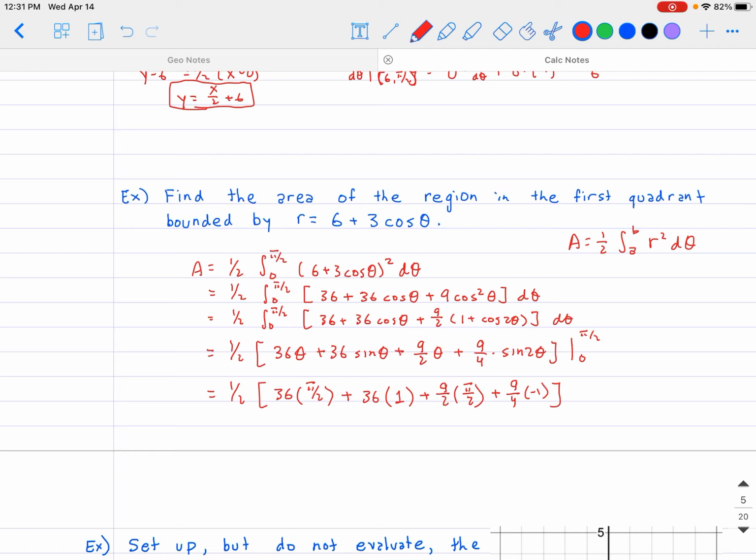So let's see. The first part looks like it's going to be 1/2 multiplied by 18 pi, and then plus 36, and then plus 9 pi over 4, and then minus 9 over 4. Okay, so we'll just go ahead and leave that as the answer because we don't want to mess up and potentially get the wrong numbers for the answer, okay?